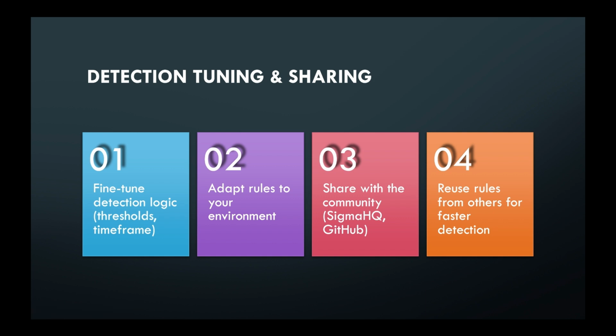So detection, tuning, and sharing. One of the best features of Sigma is its ability to tune and collaborate. You can create custom Sigma rules tailored to your environment and share them with the community or your team. Number one, tuning. Sigma makes it easy to fine tune rules. You can adjust the detection time frame, threshold, and log source to reflect your organization's specific activity patterns.